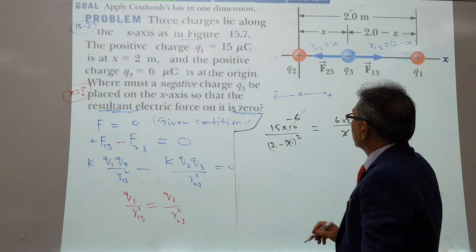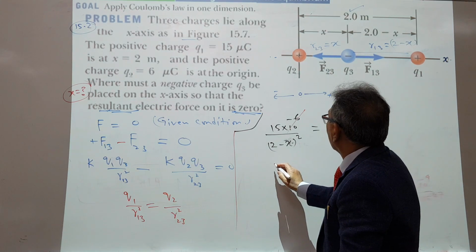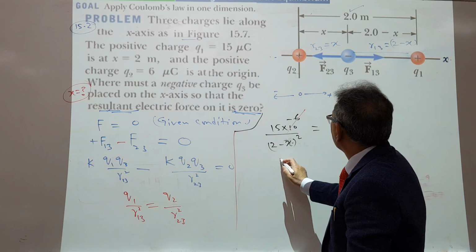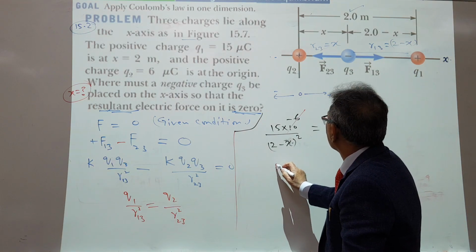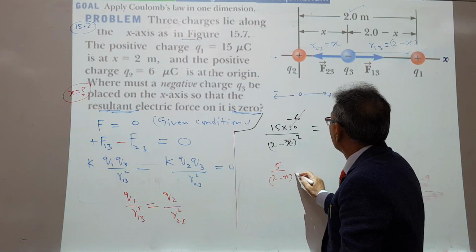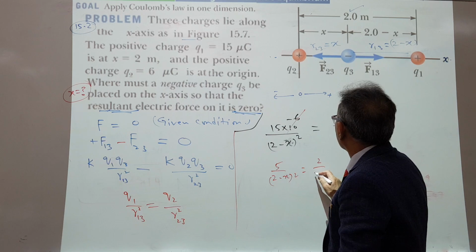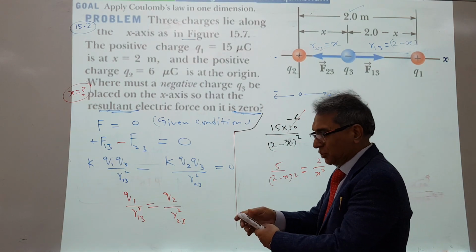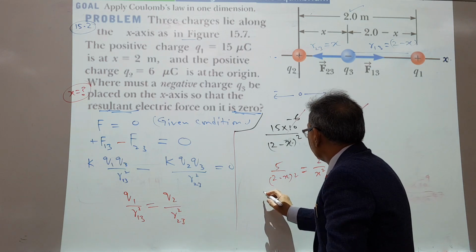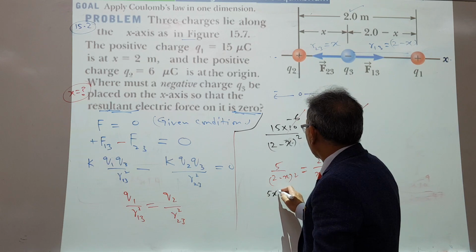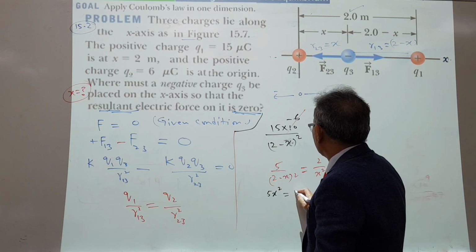This goes with this, and if I divide by 3, so I would get, dividing by 3 both sides, just to simplify. The purpose is to simplify as much as you can. Now I cross multiply: 5x squared is equal to 2 minus x squared.